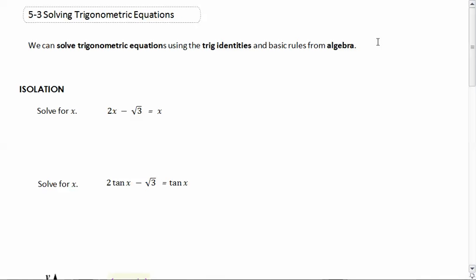This lesson is 5.3, solving trigonometric equations. Now that we know some of those trig identities, we can actually solve trig equations that have a variable in it, like x, if we also use some basic rules from algebra. So for example, isolation is the first method.